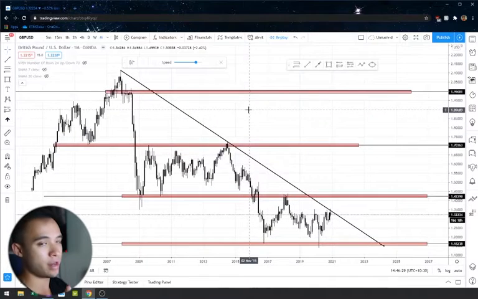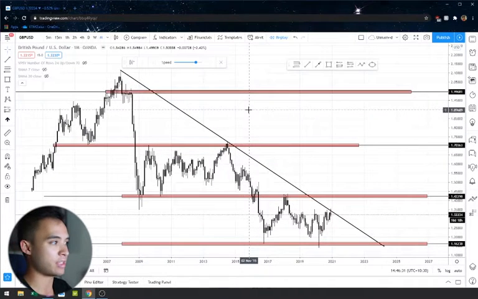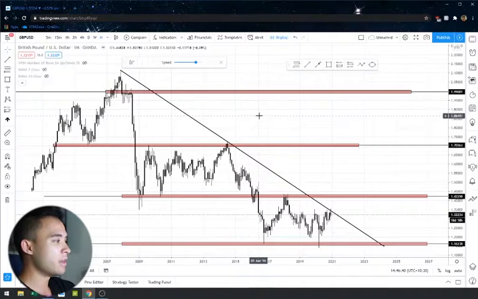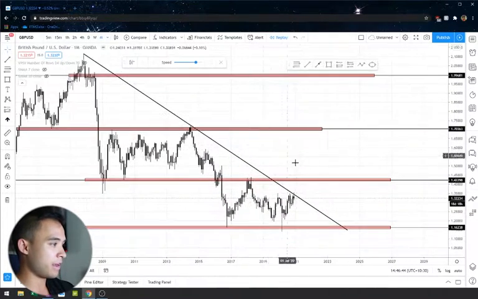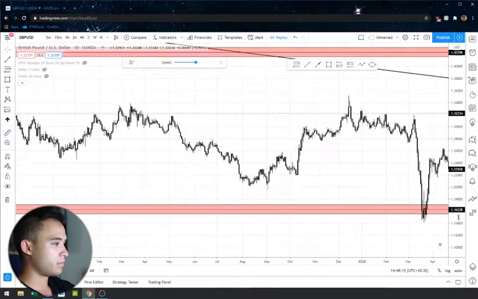When I see the red boxes with the line inside them, it's like, okay, this is a major level which price is approaching. I need to be careful. Well, not be careful. I need to be mindful of what's going to happen around here. So that's how I do my major key levels and my trend lines.